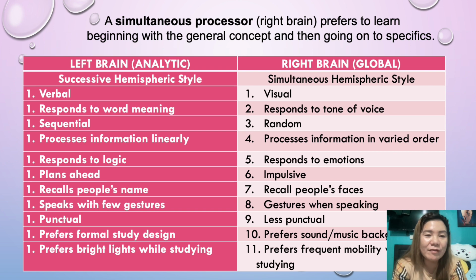Left brain, they prefer formal study design. They prefer sounds or music as a background. The right brain naman yon. And last one, for the left brain, they prefer bright lights while studying. Right brain, they prefer frequent mobility while studying. So, well, according to theory, ito daw ang pagkakaiba kapag ikaw ay left brain or right brain ka.